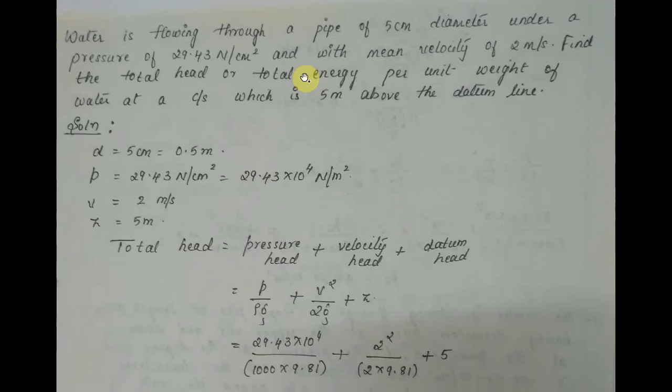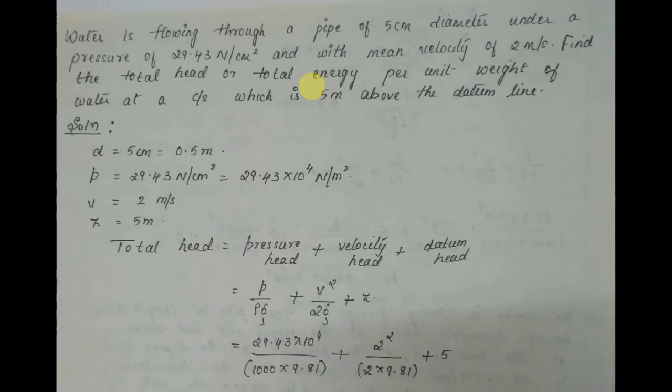So, an example for this: water is flowing through a pipe of 5 centimeter diameter under a pressure of 29.43 Newton per centimeter square and with a mean velocity of 2 meters per second. Find the total head or the total energy per unit weight of the water at a cross section which is 5 meters above the datum line. So diameter is 5 centimeters, that is equal to 0.05 meters. Then P is equal to pressure, 29.43 Newton per centimeter square, that is 29.43 into 10 raised to 4 Newton per meter square. V is equal to 2 meters per second. And then Z is equal to 5 meters.